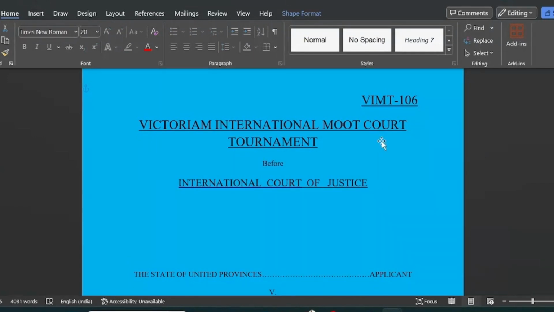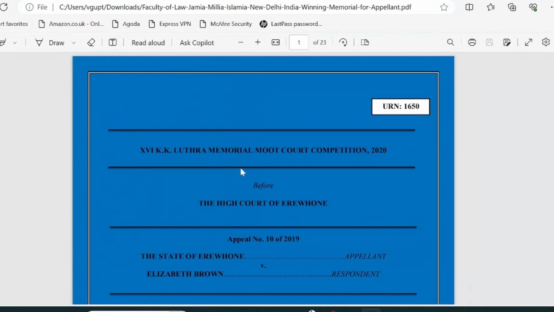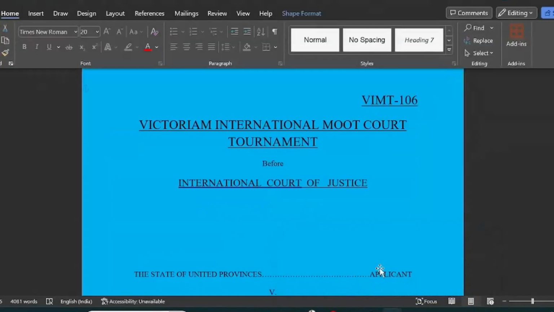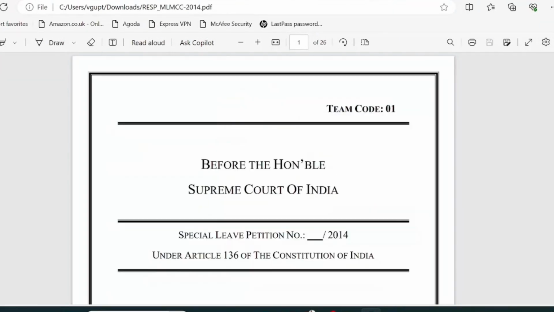ओके, मूविंग ऑन. सो नेम ऑफ द कॉम्पिटिशन, टीम कोड, किसके फ्रंट पे किस कोर्ट के सामने the case is being presented. It is going to be different from moot court to moot court. So mine was for in front of the International Court of Justice, but this is in front of the High Court of Ergwon, and this was in front of the Supreme Court of India. So you will have to make sure that you go through the entire memorial very thoroughly to understand कि किस court के सामने आप present कर रहे हो.